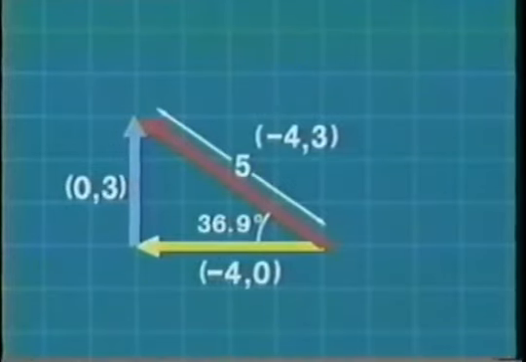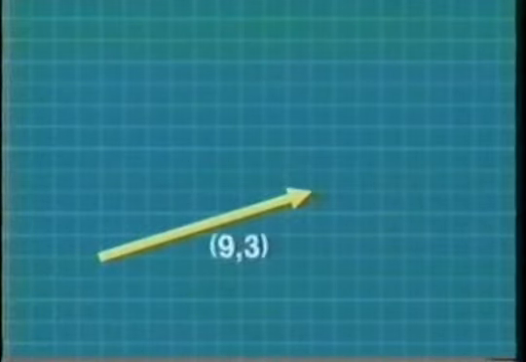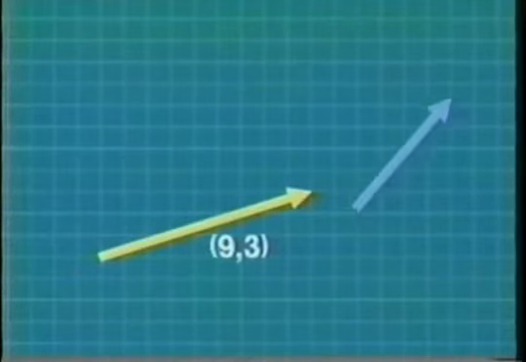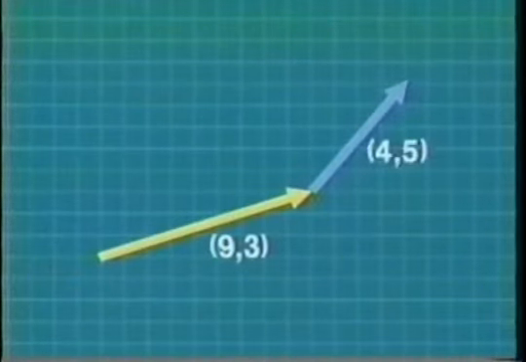Now that we know all about ordered pairs and grids, let's do something completely different. Here's a vector. 9 to the right and 3 up. Here's another one, 4 to the right and 5 up. We can see immediately that these two vectors don't meet at a right angle. But we're not going to let that stop us from finding the resultant.